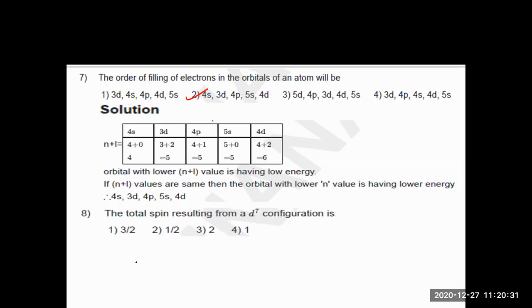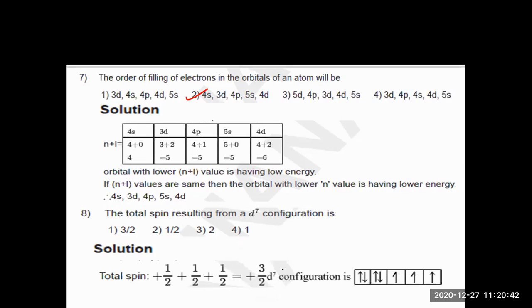Eighth, total spin resulting from a d7 configuration is 3 by 2, because how many unpaired electrons are there? 3. Exactly. When it is d7, 7 electrons, how do they fill into the d subshell? 5 electrons go singly occupied. After 5, the 6th electron gets paired, the 7th electron gets paired. So the number of unpaired electrons, n, is 3. Each electron will have plus half spin, arrow upward, so plus half into 3 is 3 by 2. So option 1 is correct.